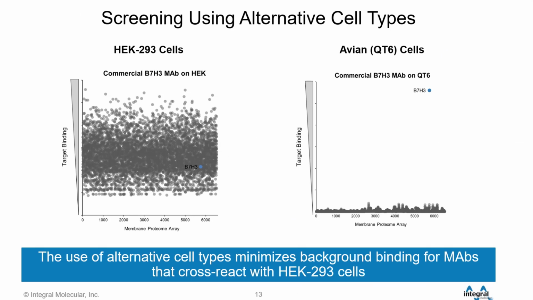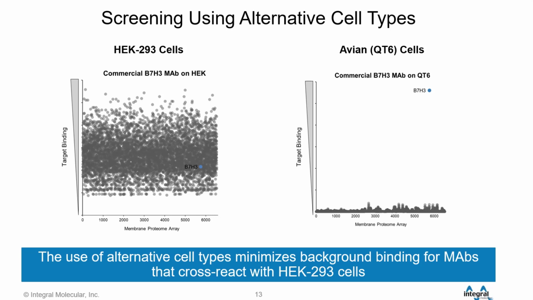One really great feature about the MPA is that we have developed it to be used in 2 different cell lines. So our standard cell line is HEK293 cells. This makes sense, they are a human cell line, and so of course you want to express a human protein array in a human cell line. However, there are instances where the HEK293 cells may not be ideal for the screening of your antibody.